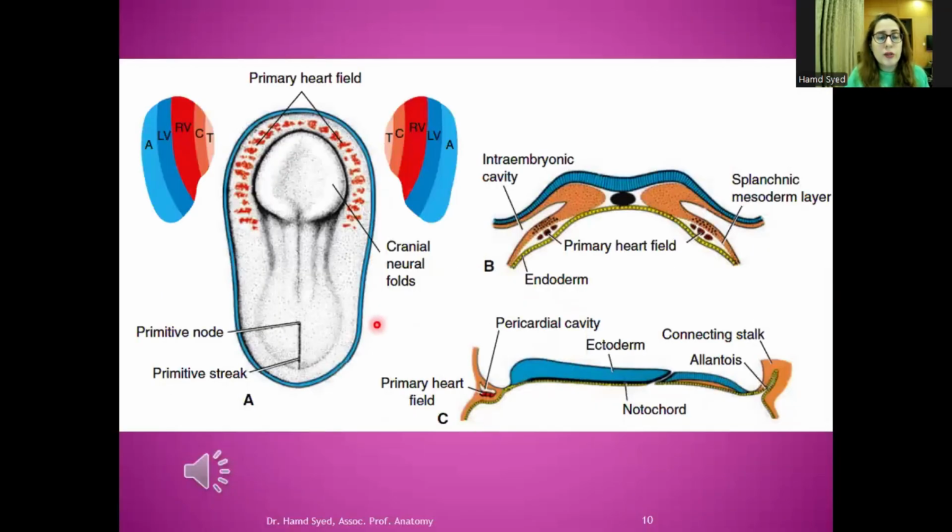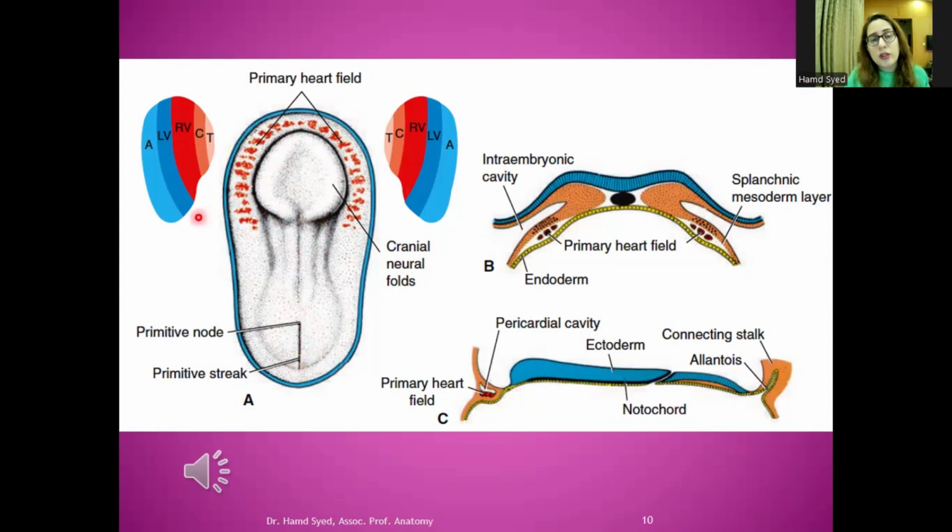So now over here, then again, we are looking at the embryo in the early weeks of development, the dorsal view, where this horseshoe-shaped or U-shaped region is the primary heart field, which is present cranial to the oropharyngeal membrane, cranial to these neural folds. And in the caudal region, we have the primitive node and primitive streak.